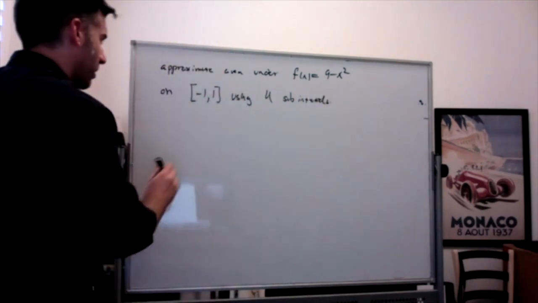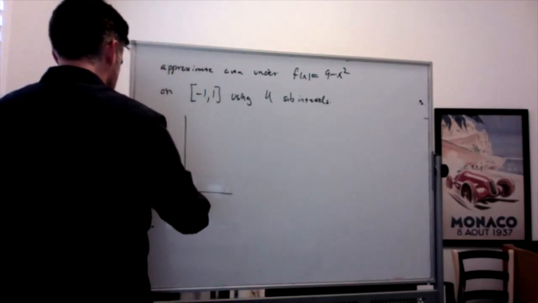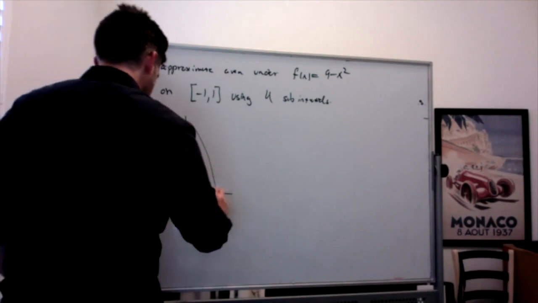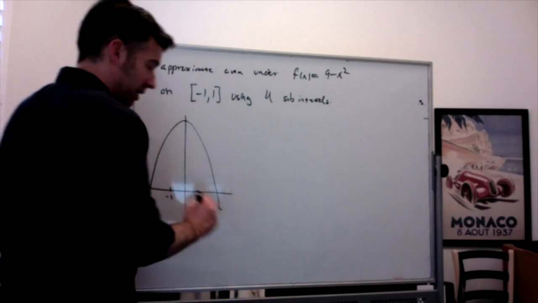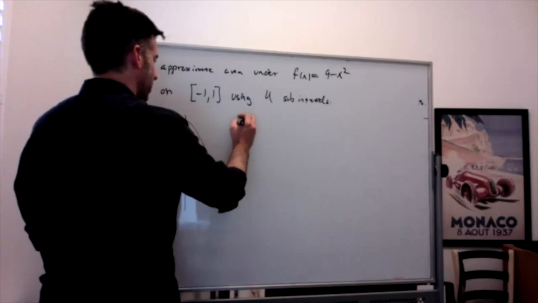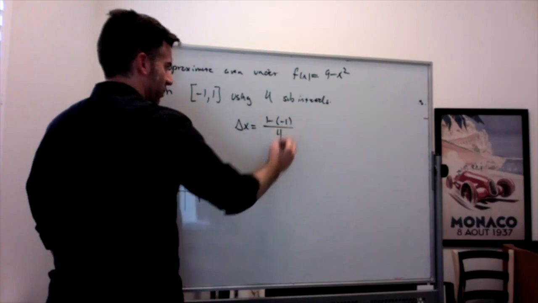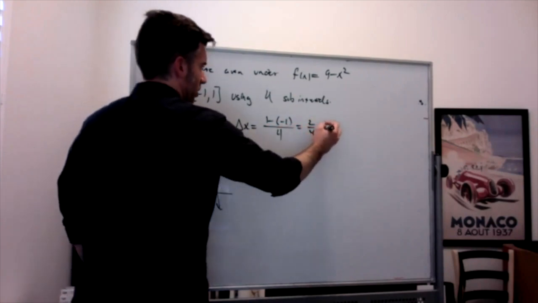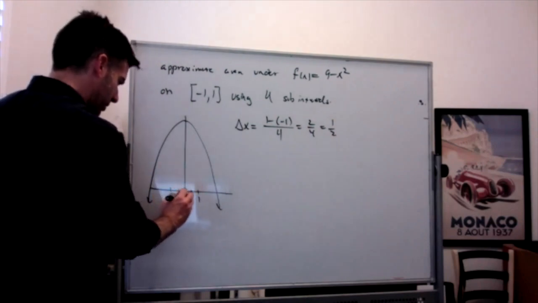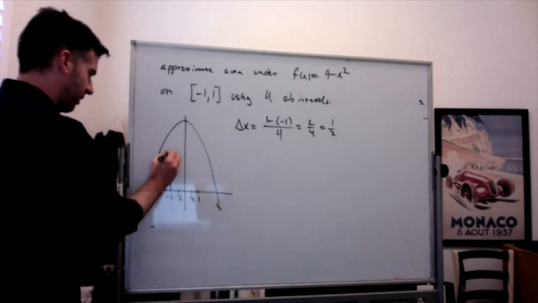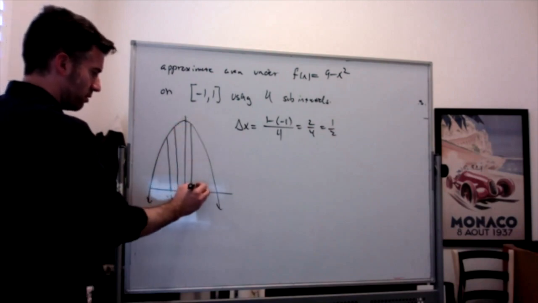So let's draw it real quick. So 9 minus x squared looks like this. And I'm particularly interested in going from -1 to 1. And I'm breaking it up into 4 subintervals. So first of all, my delta x is going to be my length divided by my number of subintervals, which is 2 over 4, which is 1/2. So I'm going to have these points, and then I want to approximate the area under.